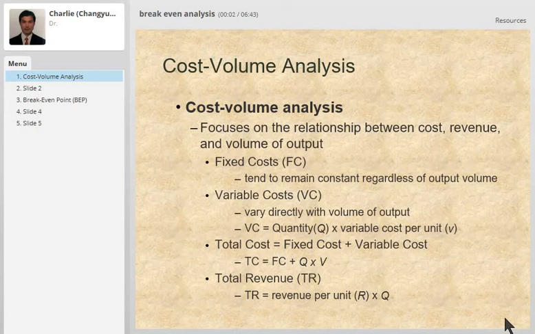We first look at cost and volume analysis. We have some formulas here which give us the relationship between cost, revenue, and the volume of output, in other words, the production volume. We have fixed cost. Fixed cost is usually the one-time investment upfront, for example, the machines, land we either rent or buy, a factory we build, and etc.